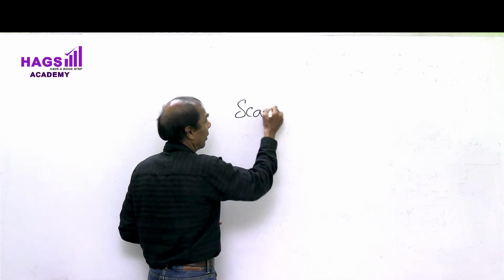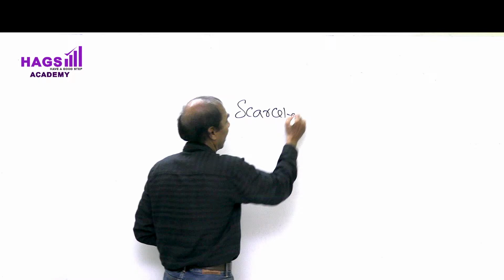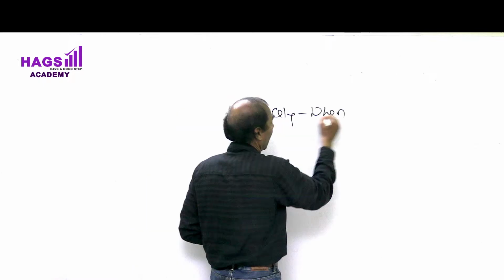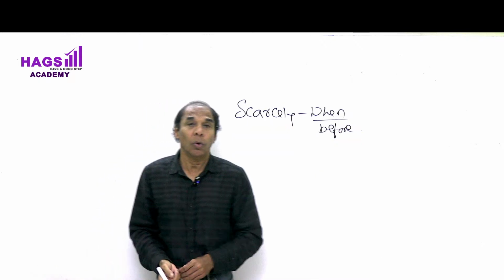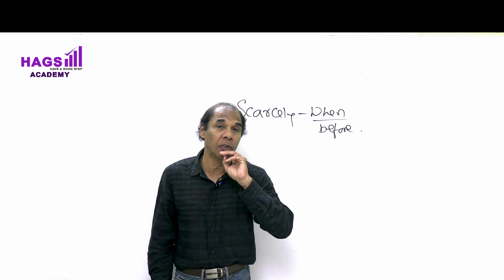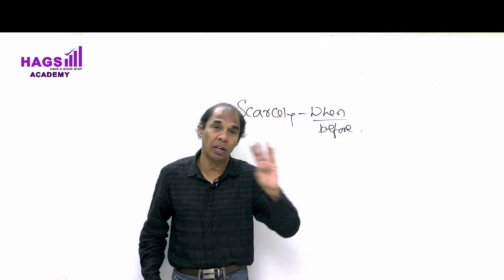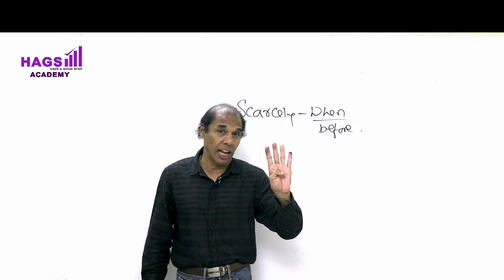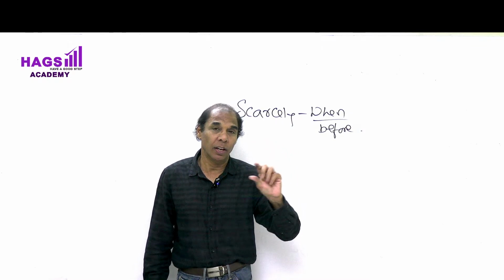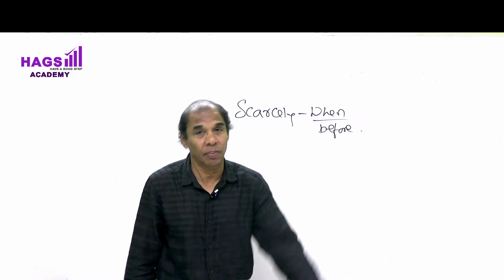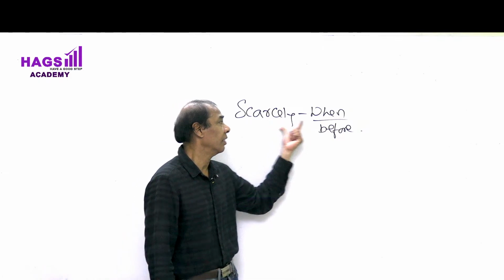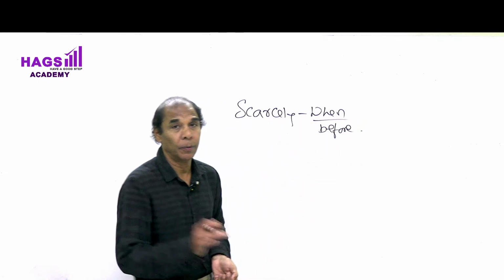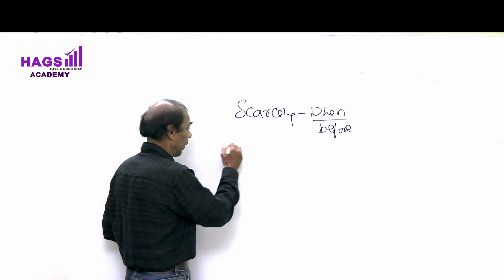Second topic, scarcely, when, by, before. Right? In the second topic, we have covered 3 words. What are the 3 words we have covered? 1. Usage of no sooner than. Right? 2. Usage of hardly when. 2 words we have covered. Only 1 word is left. That is scarcely, when, by, before. I told you already. You have taken the note also.